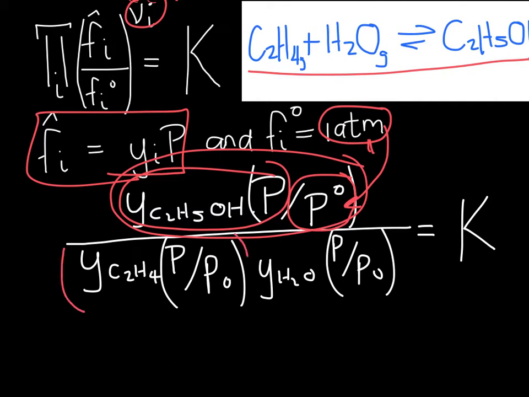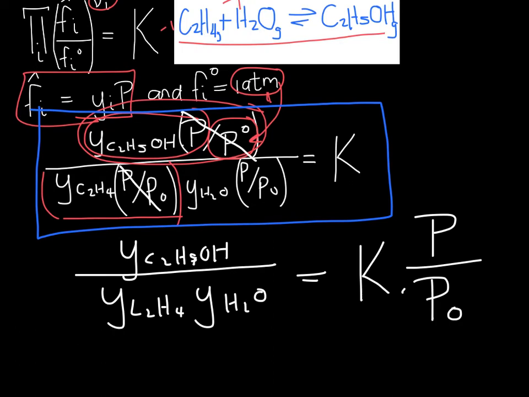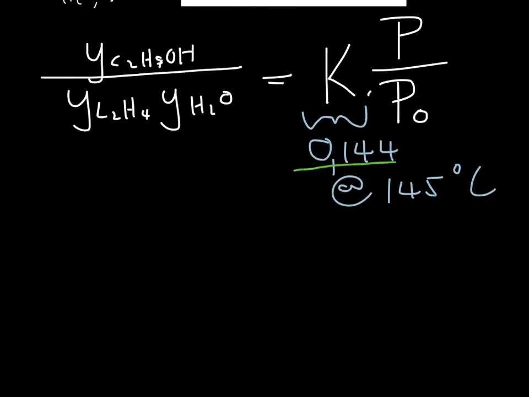For each of the reactants, since their stoichiometric number is -1, they appear below the line. We can now simplify this equation to prove that our equilibrium composition mixture is a function of the equilibrium constant at that temperature multiplied by the pressure divided by the standard state pressure. We know the value of our equilibrium constant at 145 degrees Celsius. We also know that all the standard state values for Gibbs free energy and enthalpy that we read off were at 1 atmosphere.